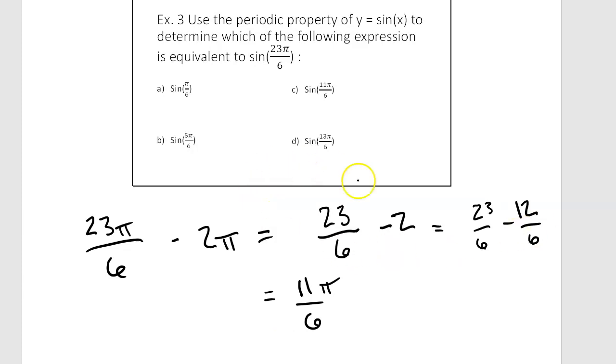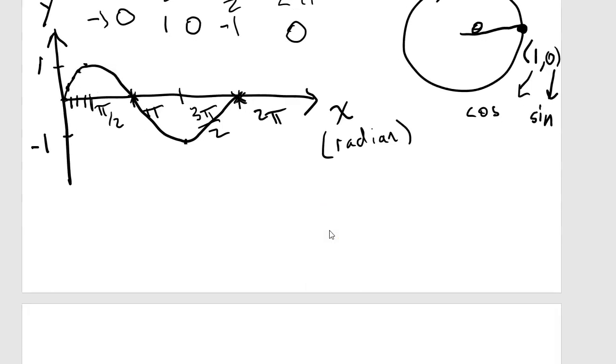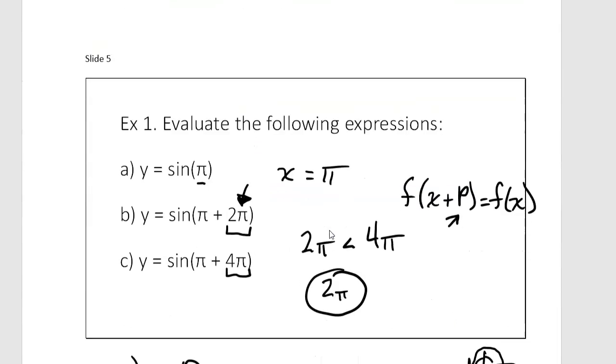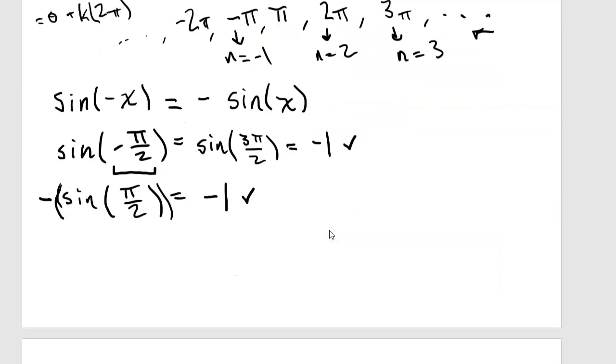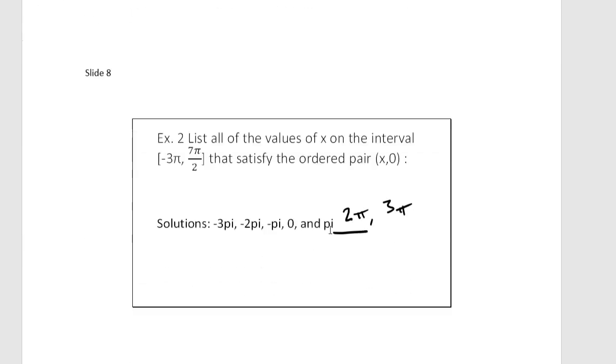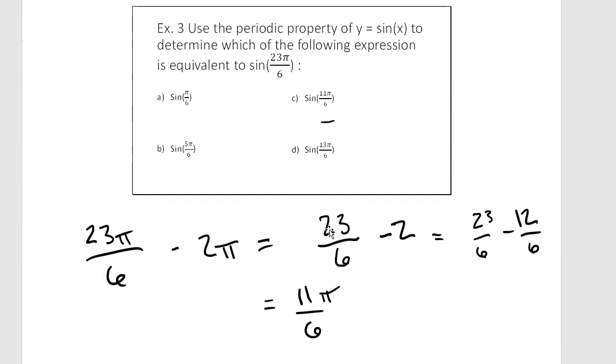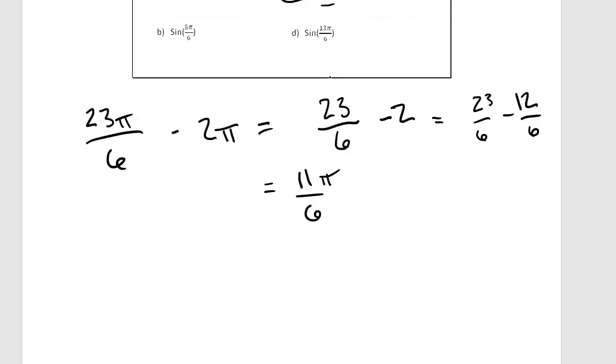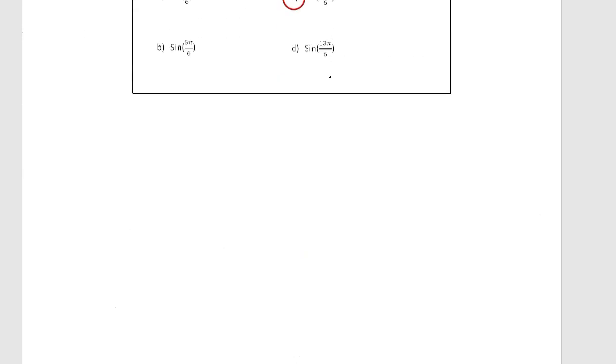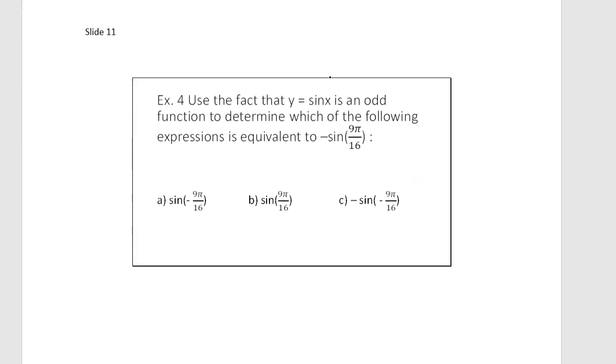Looking at our possible solutions, we see 11 pi over 6 right here. So that means that C is going to be our solution. Sorry about that. Let me get back to where I was. Here we were. Okay, so C is going to be our solution right here. And the next slide is just saying that C is in fact our solution. And then we have our last example.